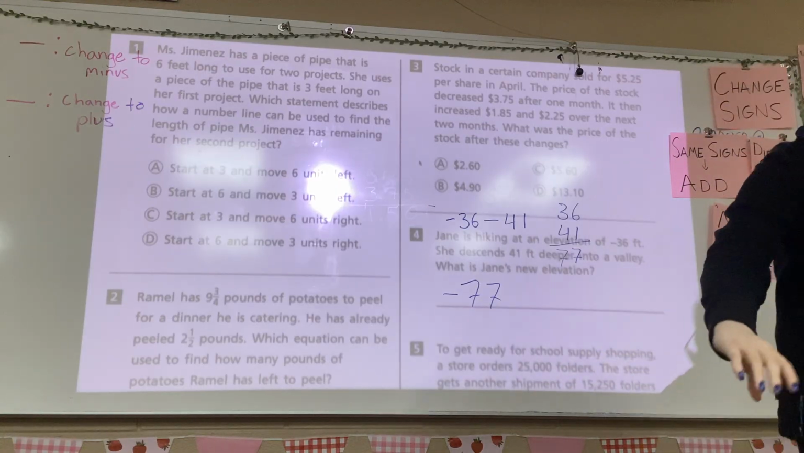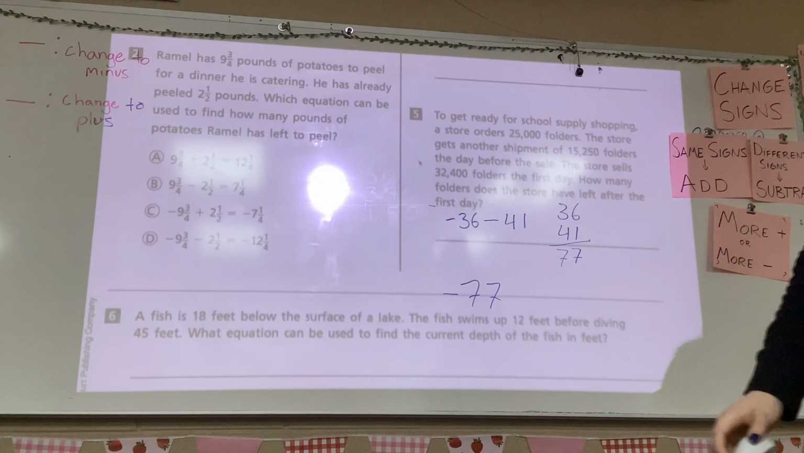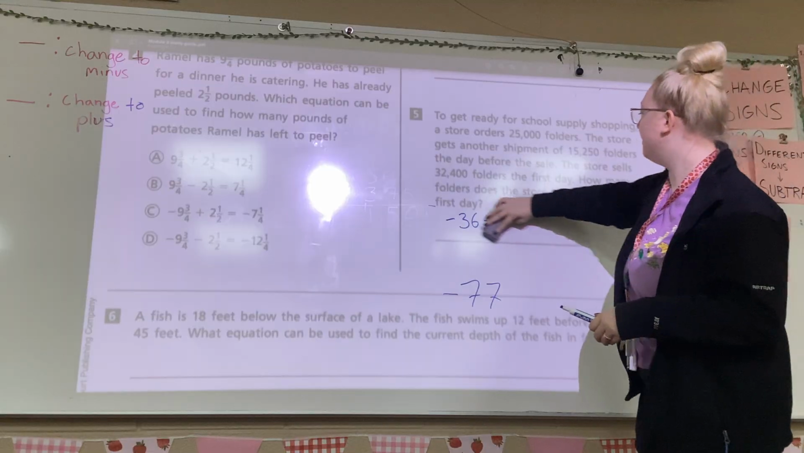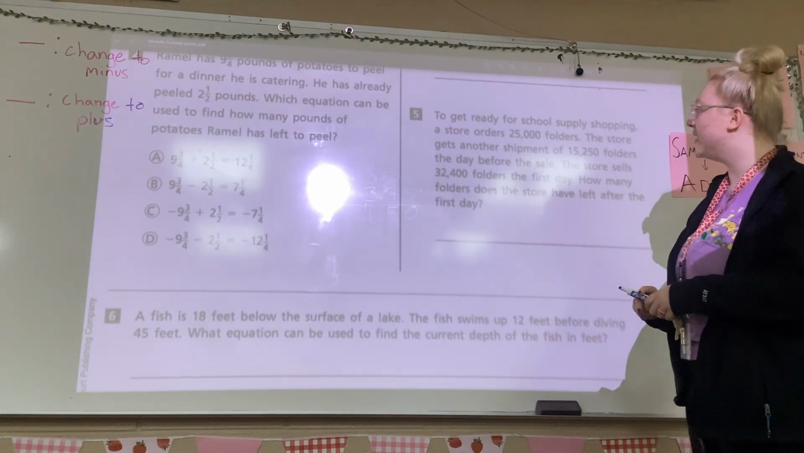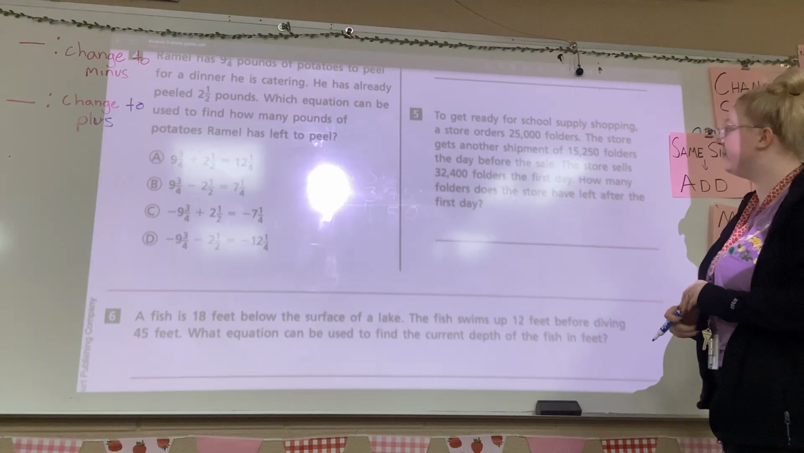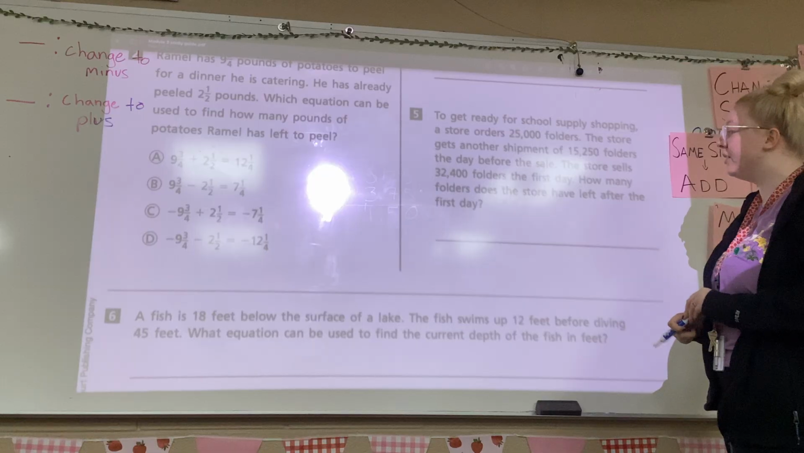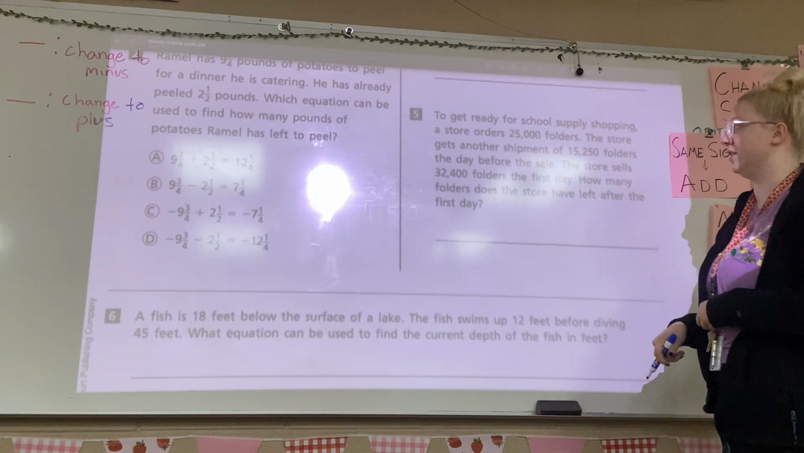Scroll down. Number 5. To get ready for school supply shopping, a store orders 25,000 folders. The store gets another shipment of 15,250 folders the day before the sale. The store sells 32,400 folders the first day. How many folders does the store have left after the first day?